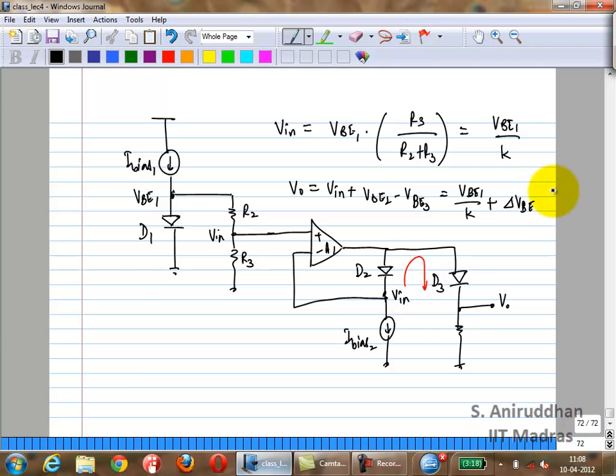So this is what you have. Now your Vout is nothing but VBE by K plus delta VBE. So you'll have to adjust K, of course, and then you need to adjust delta VBE. Delta VBE will depend on the saturation currents of D2 and D3 as well as the bias currents of D2 and D3. You need to adjust all of those parameters to make sure you get a temperature-insensitive curve. Again, you need to take dVref by dT and set that to 0 at some particular temperature, correct? You'll have to do the same thing you have done before.